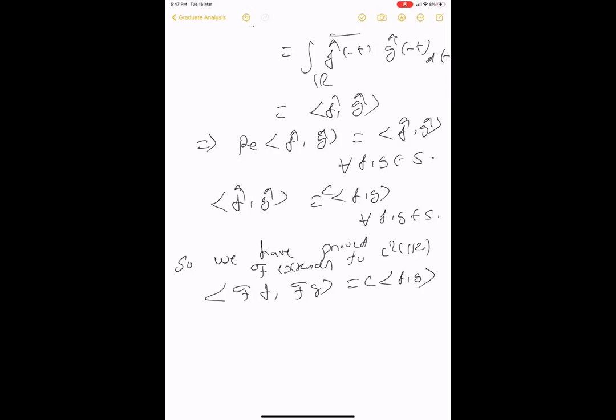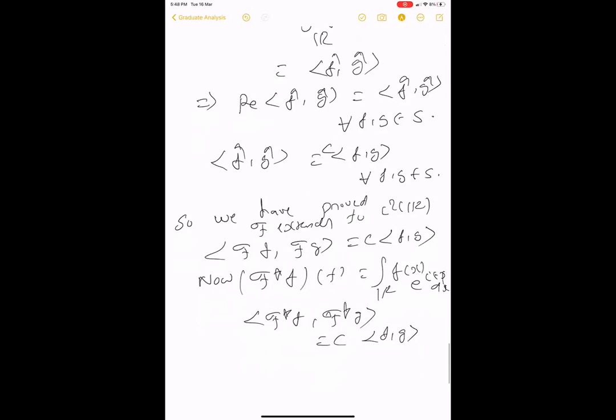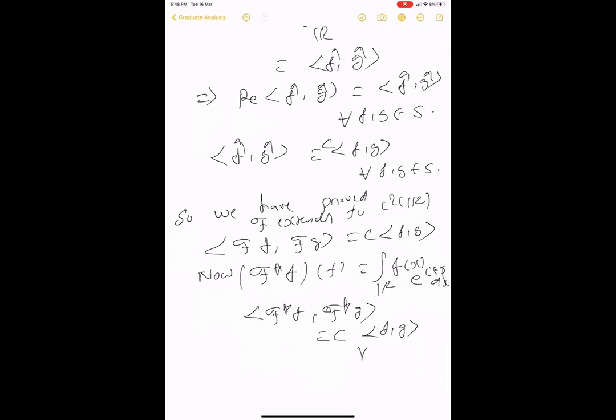Okay. Now we have defined F star. Now F star, which is defined as F star of f at t equals the integral over R of f of x e to the power itx dx. Okay, this is the same thing. Now F star of f, g is also equal to C times F, G for all F, G in L2. Now F star also extends.